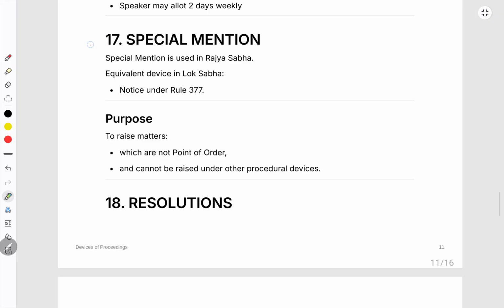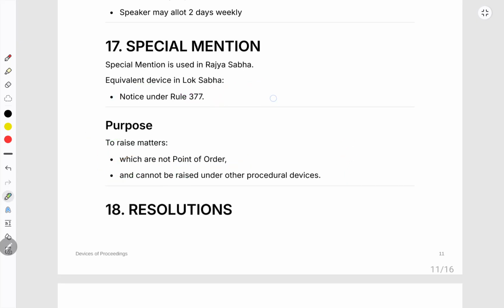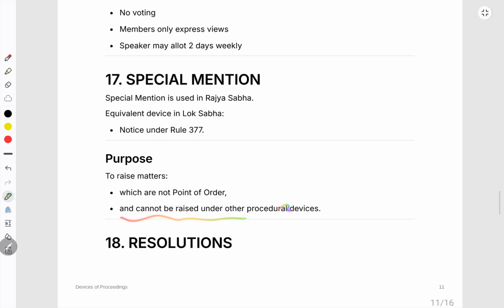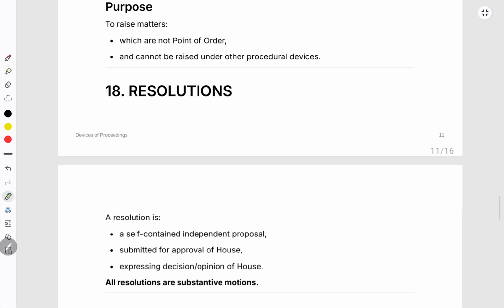Now there is one more, special mention. Special mention is used in Rajya Sabha. The Lok Sabha equivalent device is notice under rule 377. Okay, so this is used to raise matters which are not points of order or which cannot be raised under other procedural devices. So whatever devices we have seen so far, if some matter does not come under those devices or point of order, then those matters are raised in this special mention. Okay, so this is used in Rajya Sabha, and in Lok Sabha the equivalent is notice under rule 377.